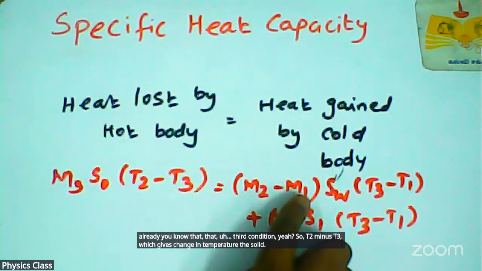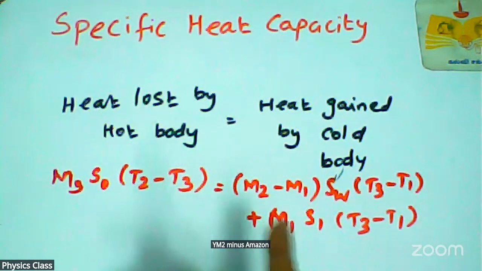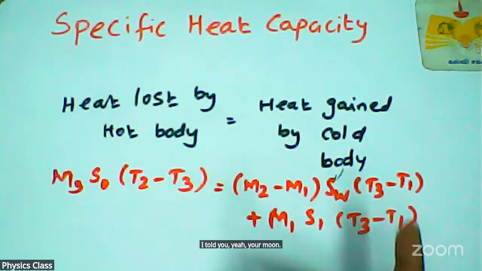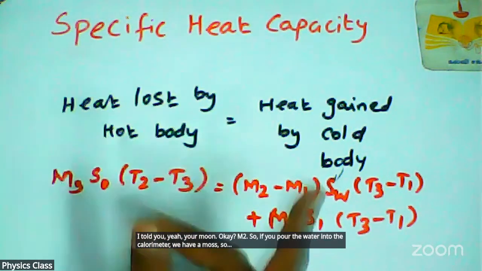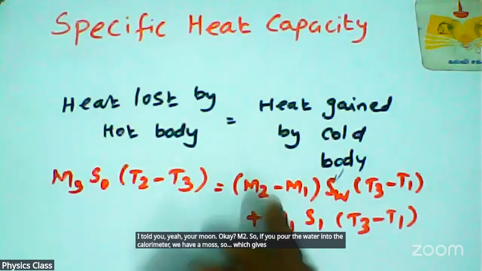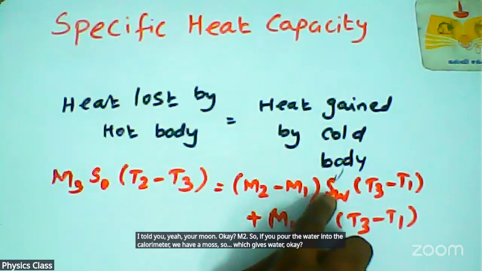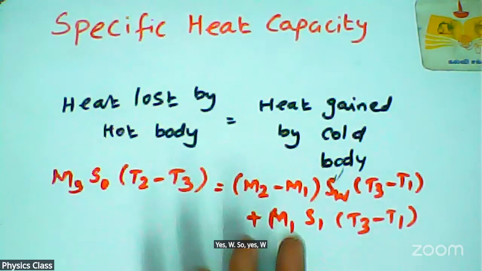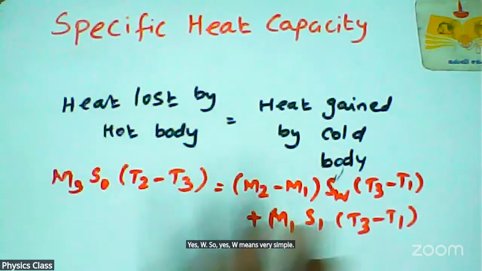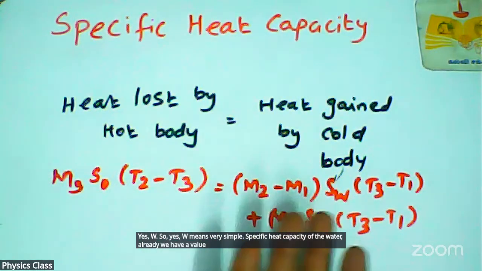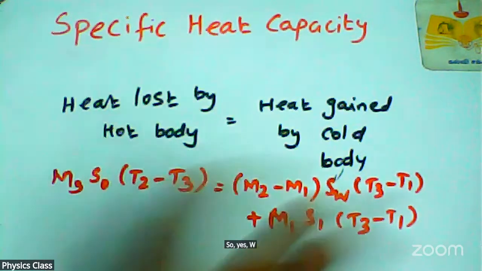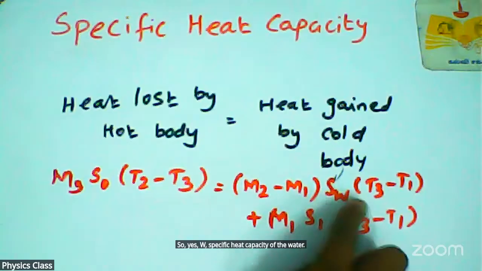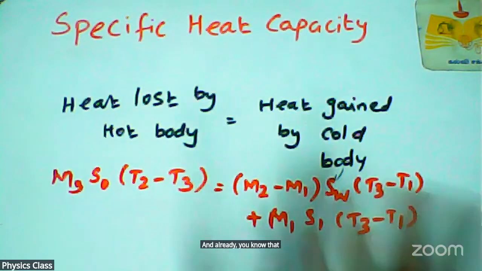M2 minus M1 is the mass of the water. If you pour the water into the calorimeter, we have a mass, so M2 minus M1 gives the mass of the water. SW means the specific heat capacity of the water, a known value, 4186. And T3 and T1 you already know.